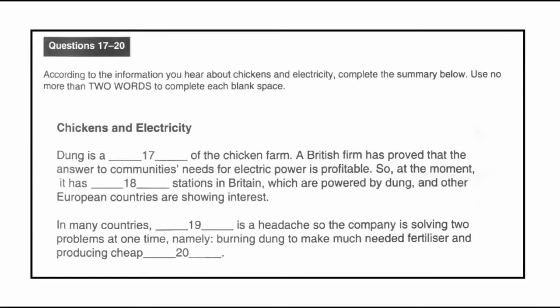How can chickens provide not only that delicious breakfast egg, but also the power to cook it? The answer lies in that plentiful byproduct of the chicken farm, namely chicken dung. An enterprising British company has proved that green solutions to the electric power needs of communities can be profitable. In fact, there are already 3 dung-fired power stations in use in Britain, which have attracted attention from other European countries, and several projects in different places are already at the advanced planning stage.